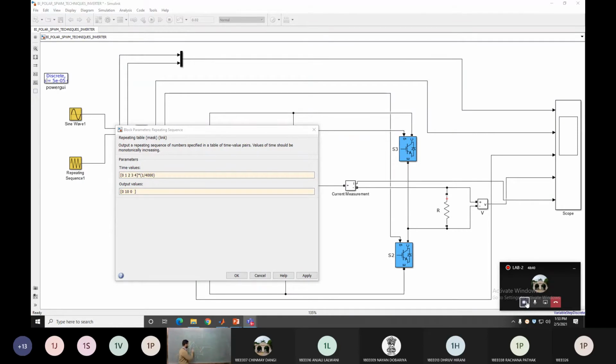Okay. So to generate this triangular wave, first I must write down the time duration with respect to magnitude. What is the magnitude with respect to time? Here the first time is 0. What is the magnitude of the triangular wave? 0. So you can see that the time value is 0 seconds and the magnitude is also 0.